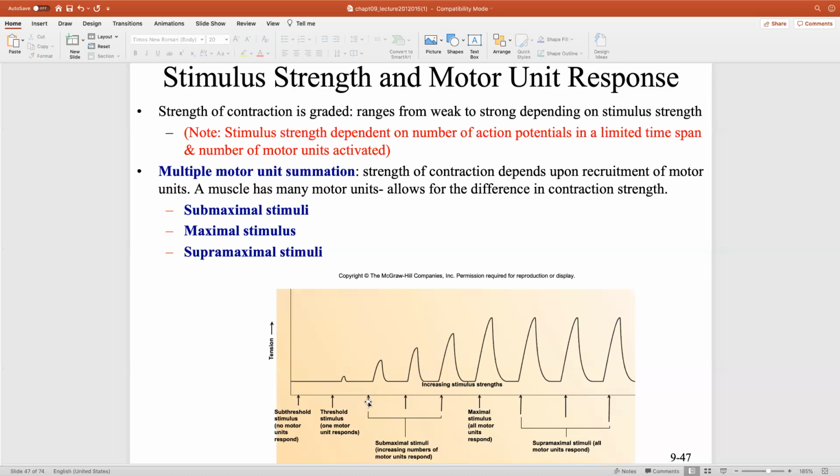I have one action potential, causes this contraction, right? Then immediately a second action potential. The second one causes a stronger contraction. And then a third action potential, causing an even stronger contraction after that. Perfect, right? Now, there is a maximum response, meaning what?